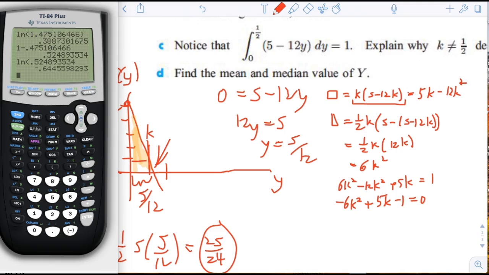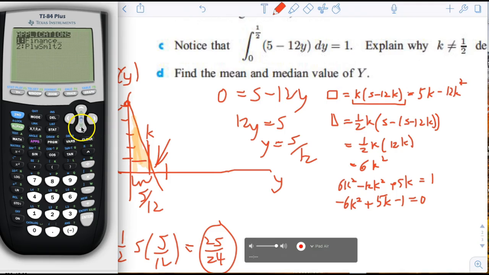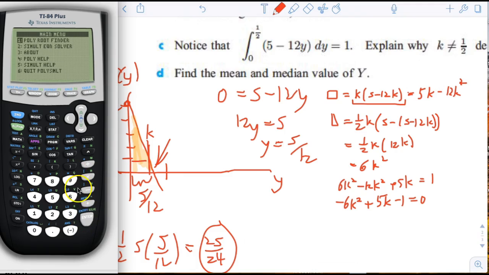Let's use a calculator. So we go to apps, and we go to polysmlt, and we hit the key. And then we do polyroot finder, 2 roots. And for the first coefficient, we put -6. Second coefficient, we put +5. Last coefficient, we'll put -1. We solve, and we get 1/2 and 1/3. So there's 2 possibilities, 1/2 and 1/3. That's weird.